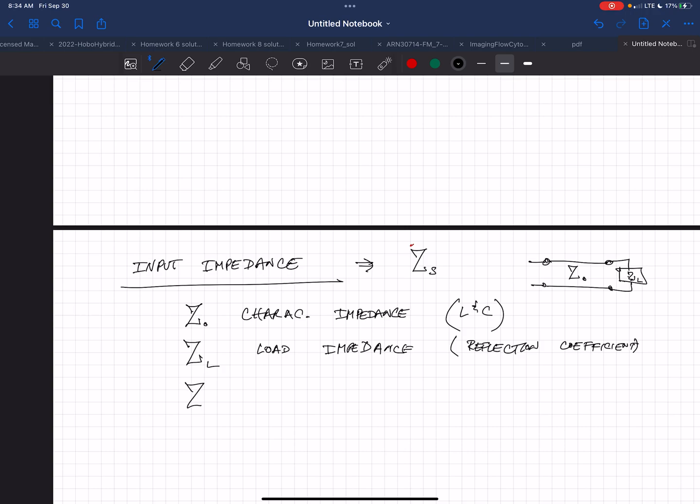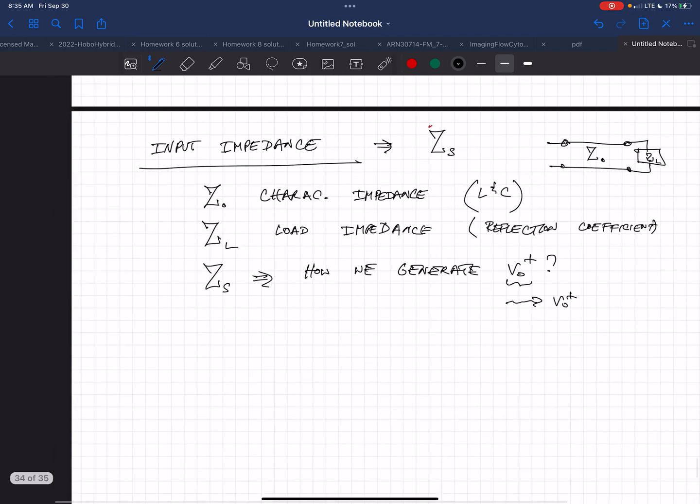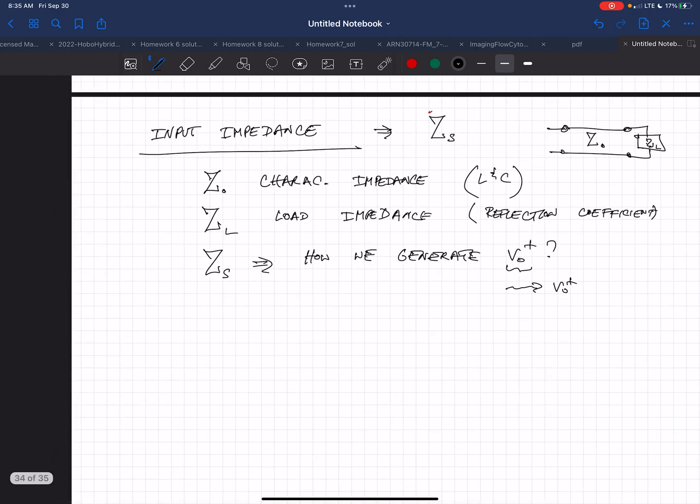And Z sub S is going to tell us how we generate V0 plus. This is the waveform actually launched into the transmission line. So that's the amplitude of the voltage going in the positive Z direction.